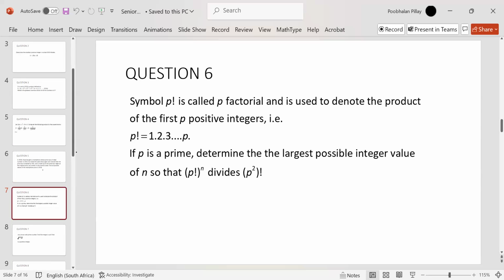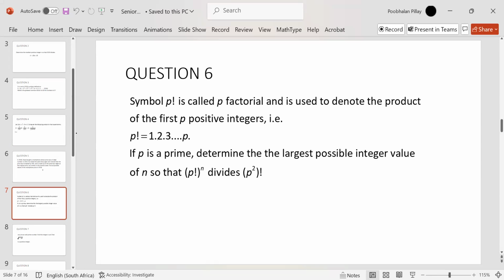Now, question 6. I already spoke about P factorial. If you read this as P factorial, you should know about this by now. It's, as I said earlier on, 1 times 2 times 3, all the way up to P. Now, P is a prime number. Determine the largest possible integer value of n, so that P factorial to the power of n divides P squared factorial.